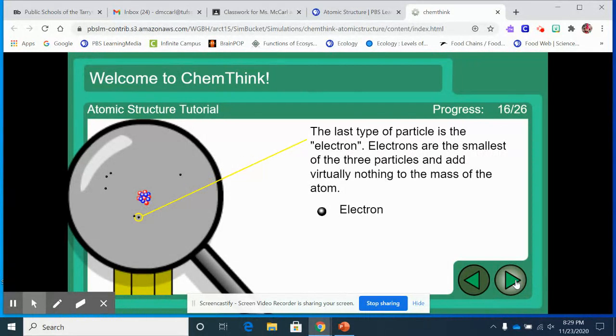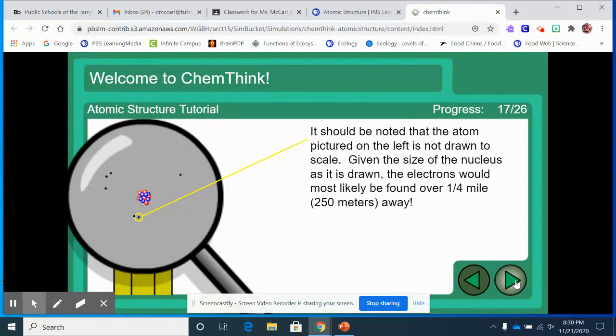The last type of particle is the electron. Electrons are the smallest of the 3 particles and add virtually nothing to the mass of the atom. The black dot is an electron. It should be noted that the atom pictured on the left is not drawn to scale. Given the size of the nucleus as it is drawn, the electrons would be likely to be found over a quarter mile, 250 meters away.